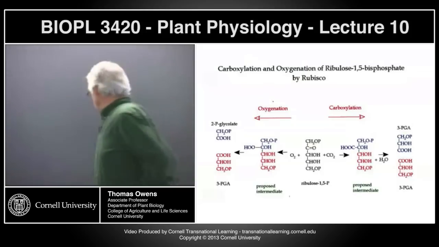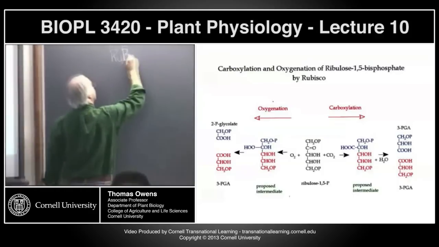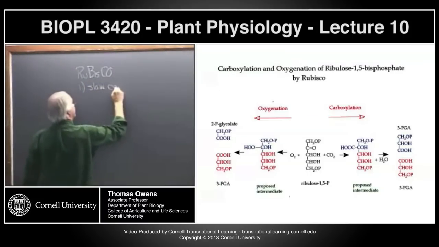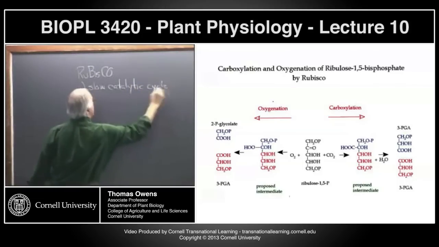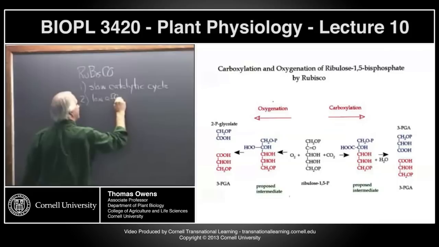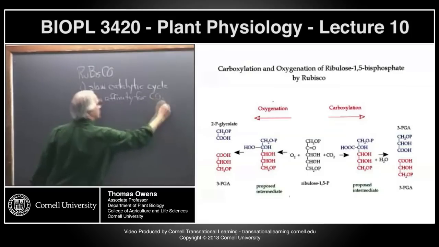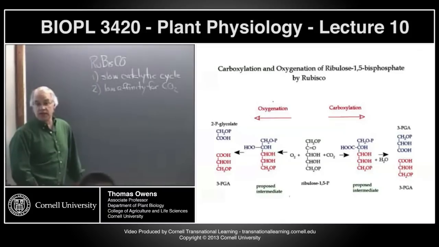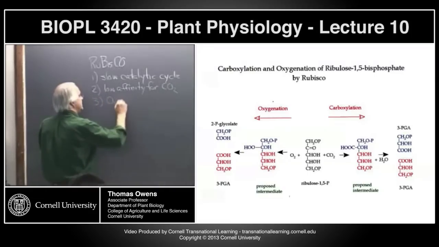Okay, so we said that Rubisco had 2 main problems. It has a slow catalytic cycle. And it has very low affinity for CO2. It doesn't bind CO2 very effectively. And when we left off at the end of the lecture on Tuesday, the last thing we were talking about is a third problem, that molecular oxygen is a competitive inhibitor.